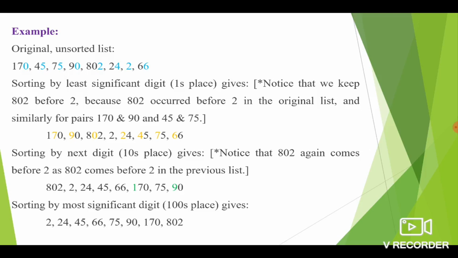So the first element is 170 and its least significant digit is 0. The second element is 45 and its least significant digit is 5. Okay, like that for all the elements you have to take down only the least significant digit. Then based on this least significant digit, you have to do the sorting operation. So see the numbers. First we have to consider the numbers that end with 0. So we have two numbers, 170 and 90.